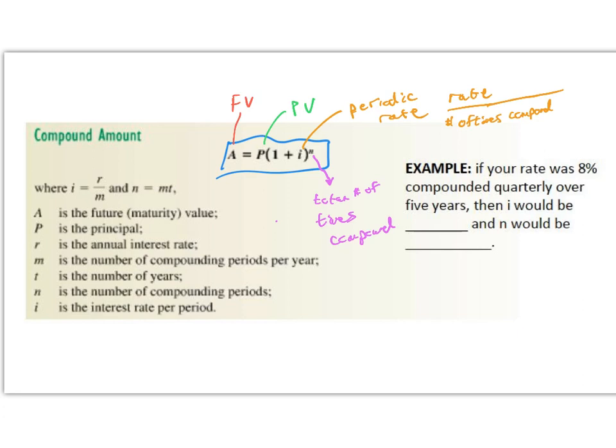If your rate was 8% compounded quarterly over 5 years, then your i would be 0.08 divided by 4, and the reason why 4 is we're compounding quarterly, so it'd be 0.02 if we wanted to work it out. And the n would be 4 times a year for 5 years. You would get paid interest a total of 20 times over that 5-year period. So that would be your i, and that would be your n for that scenario. Okay, let's put this into action and see how it looks on a real problem.